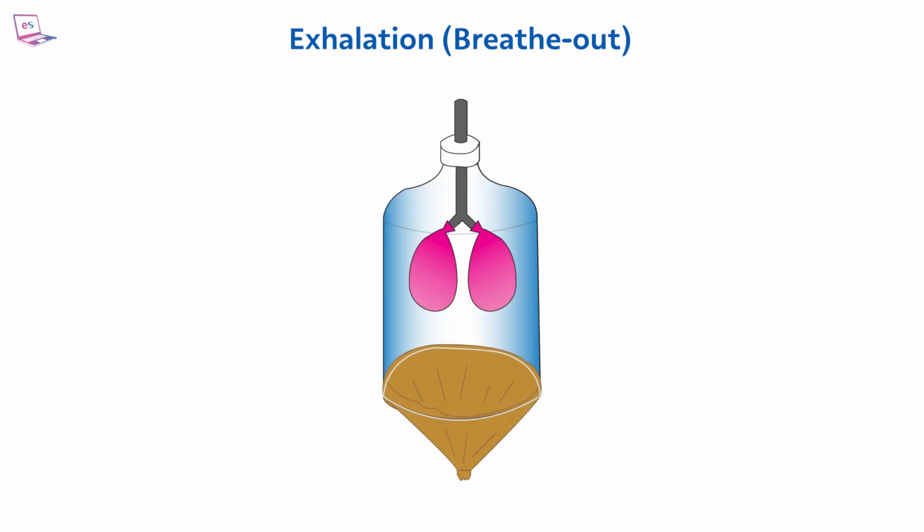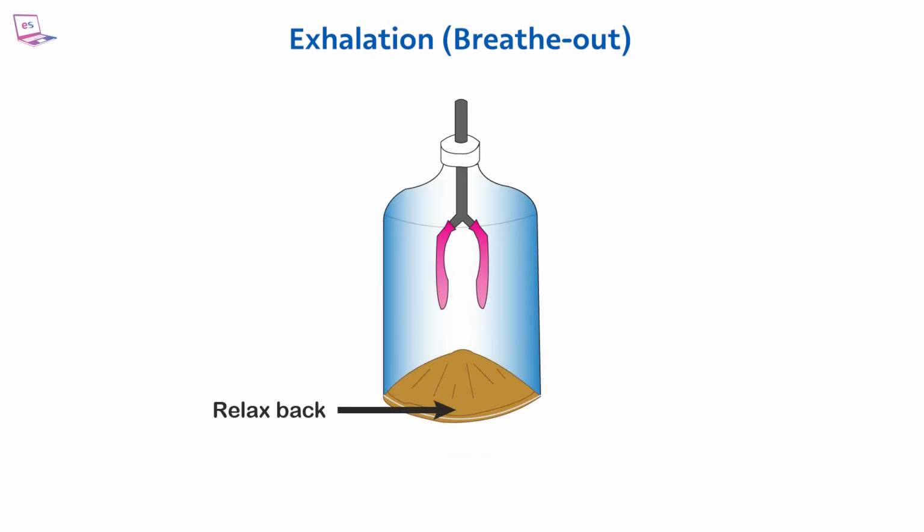In the bell jar experiment, exhalation is similar to releasing the rubber sheet. When the sheet is released, the volume of the jar decreases while the pressure increases, and air rushes out, causing the balloons to deflate. Lung volume.